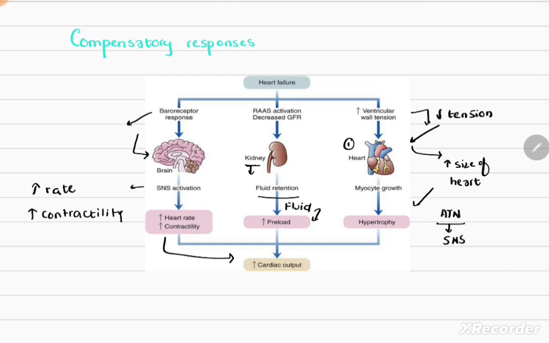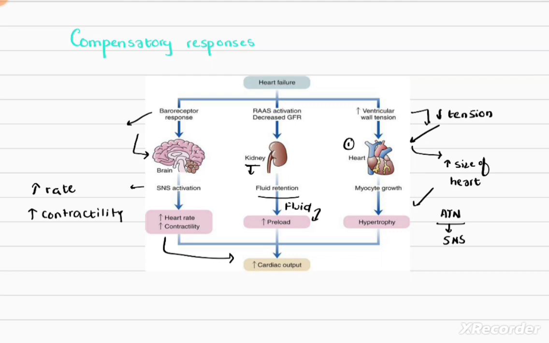Now, these are the responses that happen in the body in response to the failing heart. Initially they have a positive effect on the body, as they increase the cardiac output, but in the long term they are not very beneficial for the body and the patient. Most of the symptoms experienced by the patients are due to these compensatory responses.